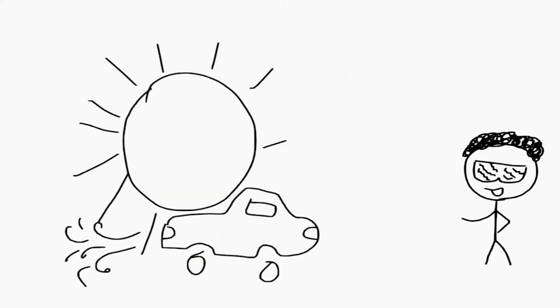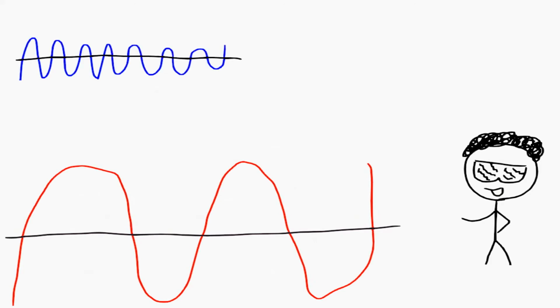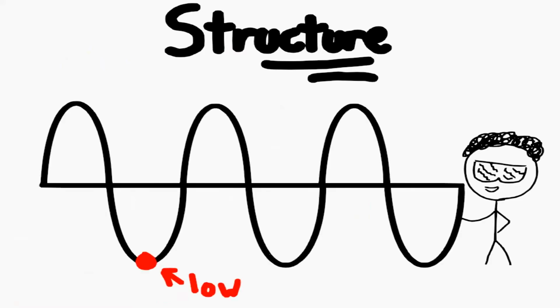Now we should learn how light moves. As many people know, light travels in waves, and depending on the wavelength, the light will be a different color. Red light is the biggest wavelength, blue light is the smallest wavelength, and that's just on the visible spectrum. Now let's look at the structure of a wave. It has low points and it has high points.